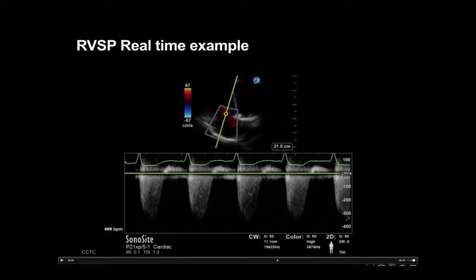And what's going to happen shortly is that we're going to ask the machine to resolve this velocity, the peak velocity, into pressure. And that's the 4V squared modified Bernoulli approach. So we'll take this peak velocity and convert it to pressure.